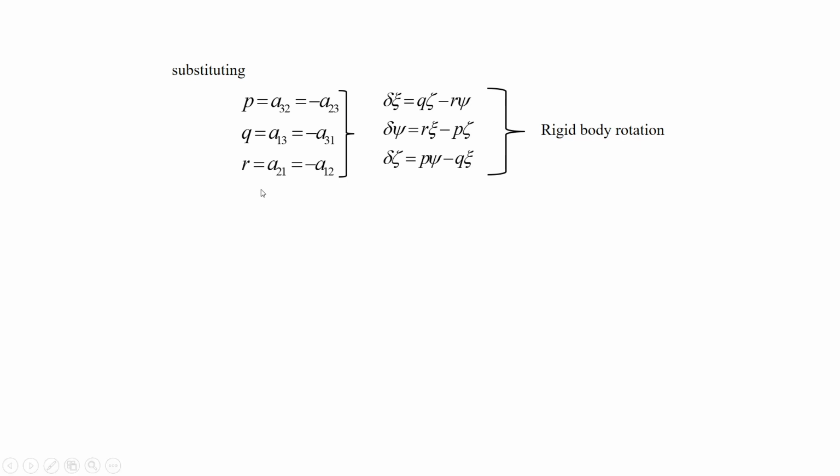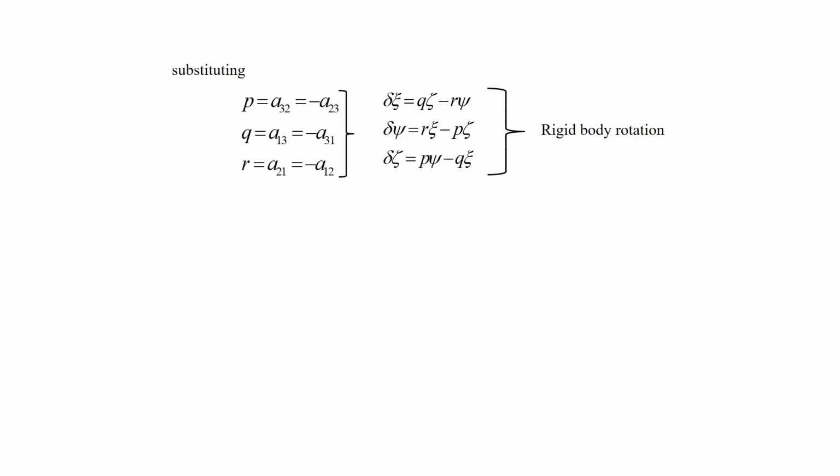So, we write it like this, and so what we have here is delta xi is equal to q delta q into this zeta minus r psi. Again delta psi is equal to r into xi minus p zeta. So, you see, because of this transformation of the vector from p vector to p star vector, the length of the vector has not changed, but there is a finite quantity here, the delta xi, delta psi, delta zeta. So, this corresponds to actually rigid body rotation.